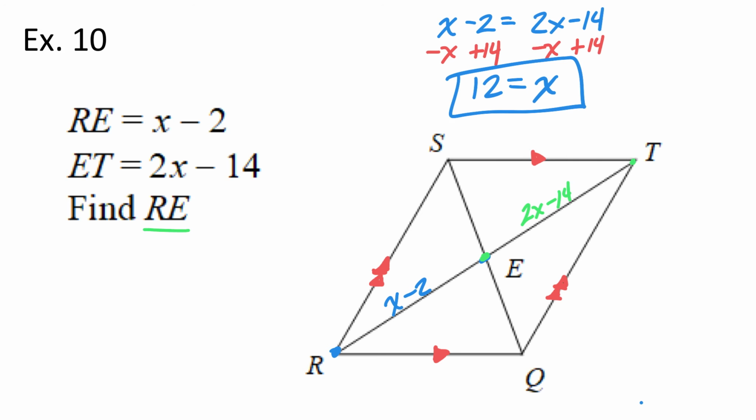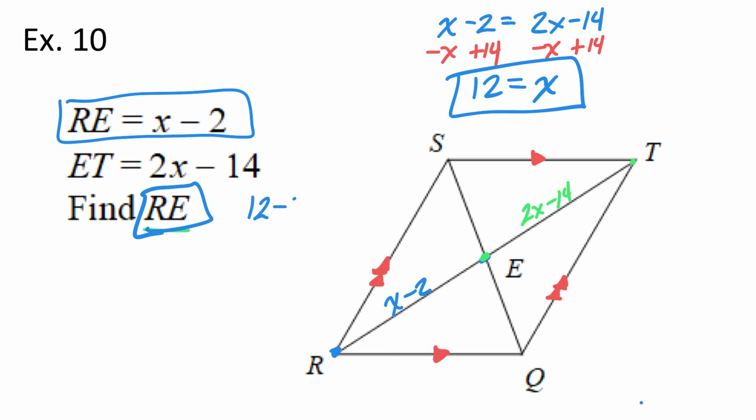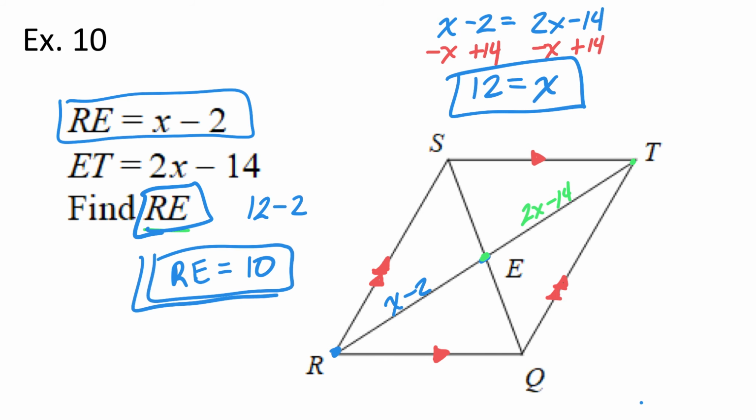X equals 12, but they didn't ask me for x on this one. They asked me to find RE. RE's got a nice little formula to work with. RE is x, which in this case is 12, minus 2. So RE would equal 10 units. So this is our answer right there.